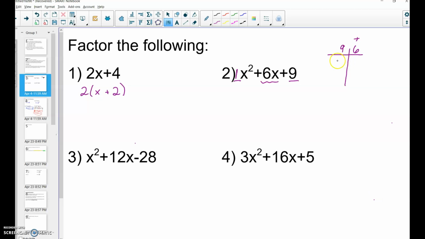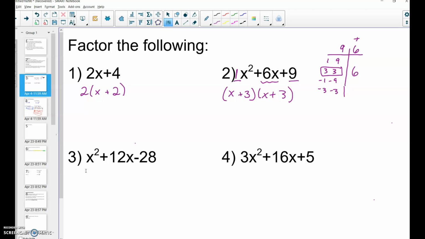So numbers that multiply to 9 and add to 6, we can list all of them. Because it is a positive 9, that means you either need 2 positive numbers or 2 negative numbers. The only 2 numbers that will add up to 6 are 3 and 3. So your factors for this one become x plus 3 and x plus 3. Again, you don't have to do any splitting apart because you just have a 1 in front of that. You can go ahead and try number 3 on your own. So maybe stop this video right now, try number 3 on your own, see if you can follow along.